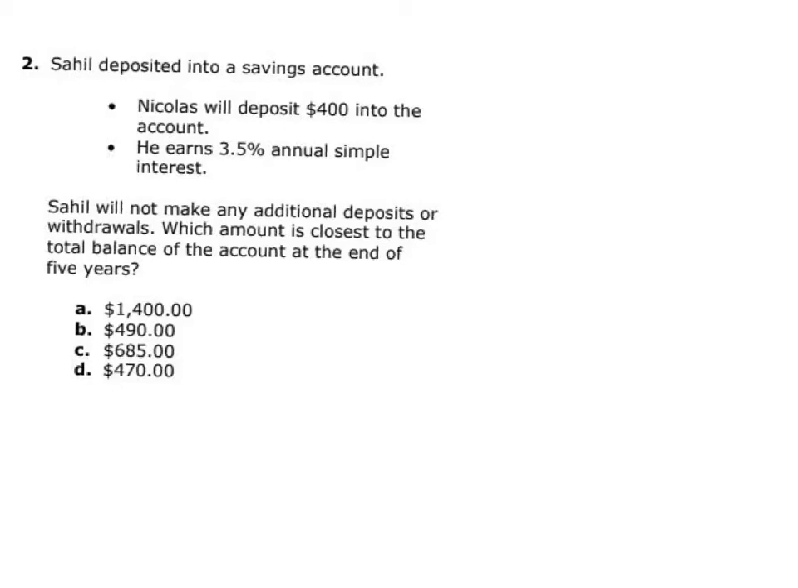Okay, number 2. So he'll deposit into a savings account. Nicholas will deposit $400 into the account. He earned 3.5% annual simple interest. He will not make any additional deposits or withdrawals. Which amount is closest to the total balance of the account at the end of 5 years? So Nicholas did not deposit, it's still Sahil. If Sahil deposited $400, that's going to be our principal. Our rate is 3.5%, and it's asking for 5 years, so that's our time.